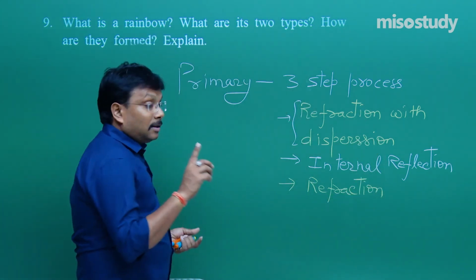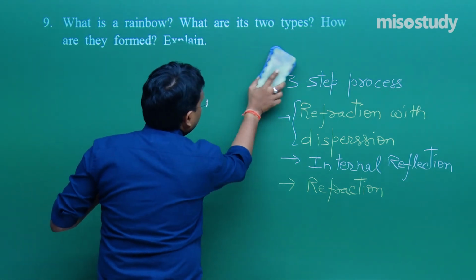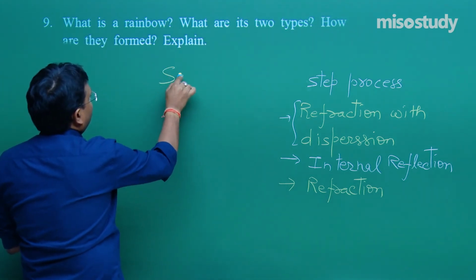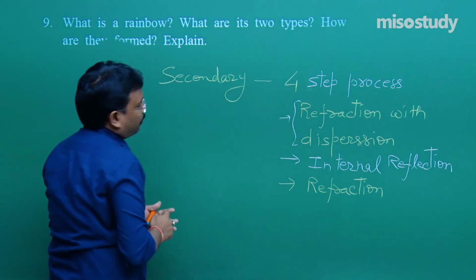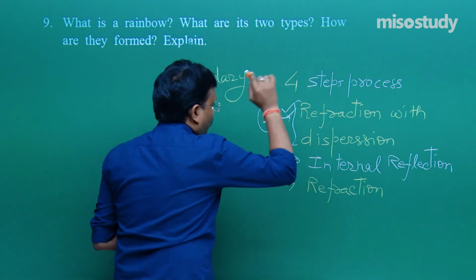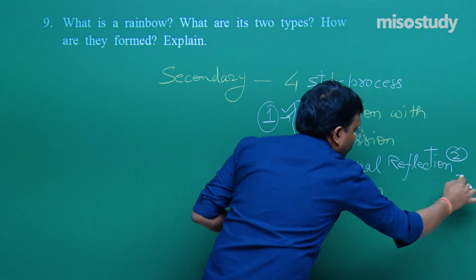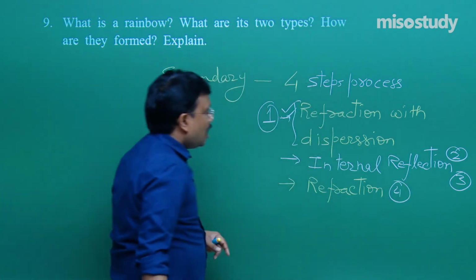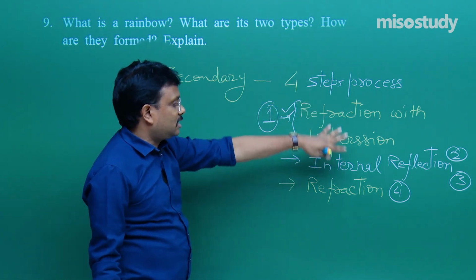Fine. Then next is secondary rainbow. It is a 4-step process. How? The first step is as usual. This step repeats twice. And then the fourth one is this step. So there are 2 types of rainbows. One is primary, one is secondary. Primary has 3 steps, secondary has 4 steps, like this.